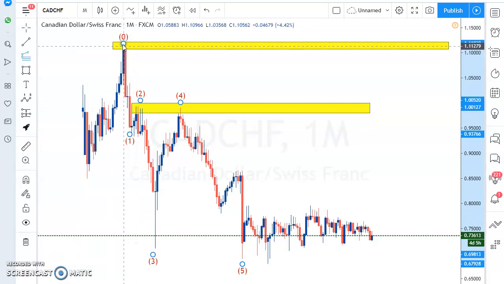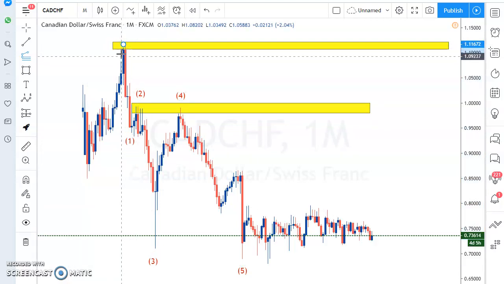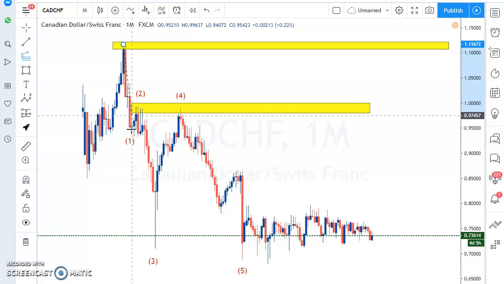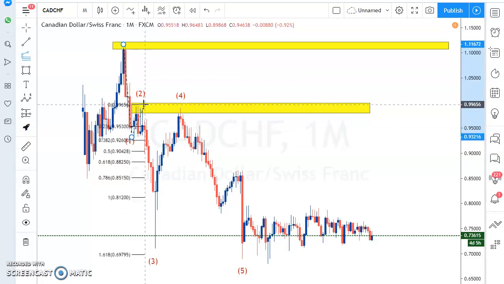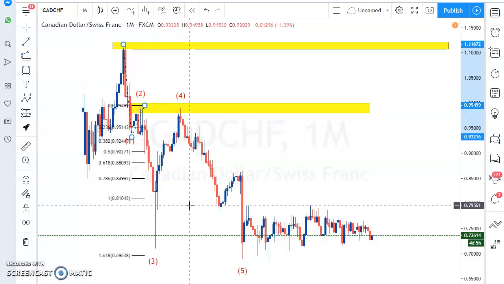Always the bottom point of the start of wave 1, and then to the top point of wave 2, and then to the bottom point of wave 2. That's how you use the Fibonacci.